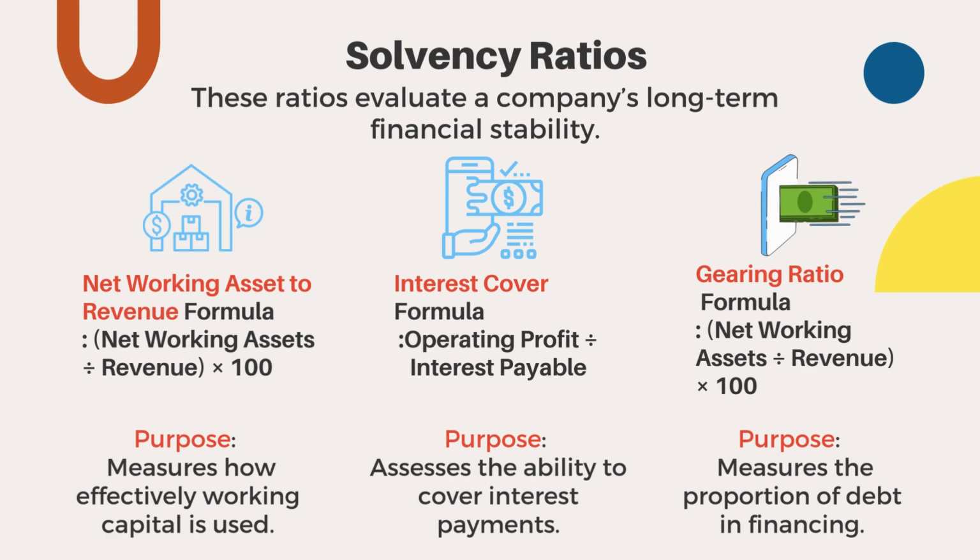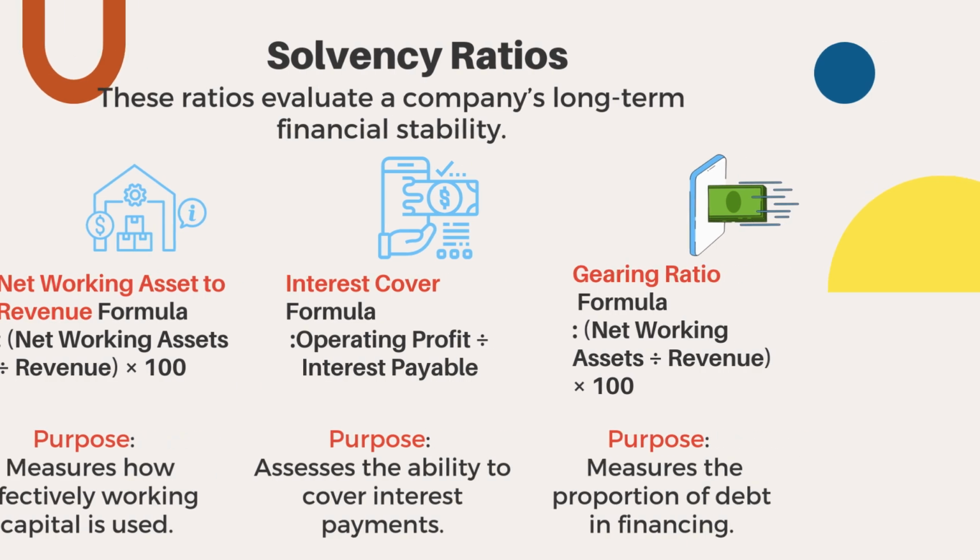1. Net working asset to revenue formula: net working assets divided by revenue times 100. Purpose: measures how effectively working capital is used. 2. Interest cover formula: operating profit divided by interest payable. Purpose: assesses the ability to cover interest payments. 3. Gearing ratio formula: long-term debt divided by capital employed times 100. Purpose: measures the proportion of debt in financing.